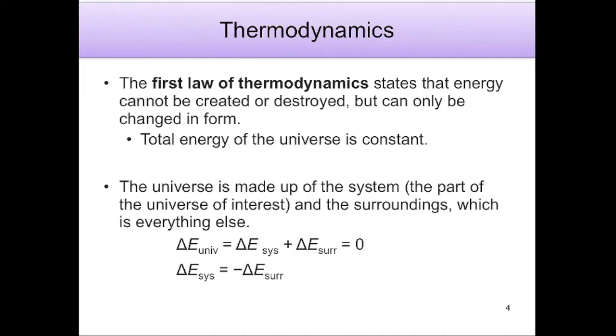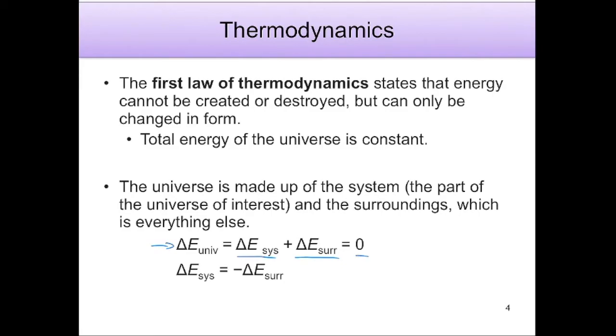Now the universe is made up of what is called the system and the surroundings. Now the system is defined as the part of the universe that we're interested in. So usually the reaction that we are conducting within some kind of container, maybe a beaker, and the rest of the universe is considered the surroundings. And that can also include the container in which the reaction is taking place. So the change in the energy of the universe is going to equal the change in the energy of the system plus a change in the energy of the surroundings. And since energy cannot be created or destroyed, the overall change in energy of the universe has to equal zero.